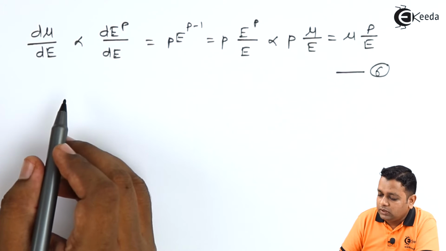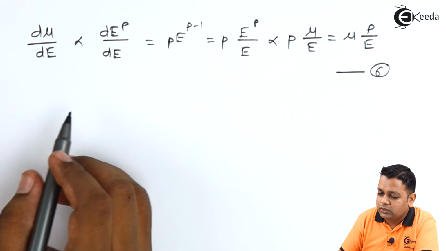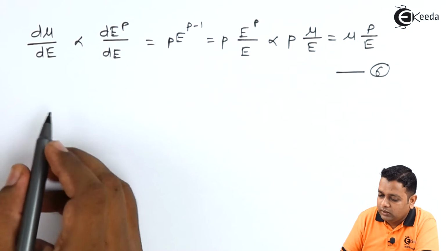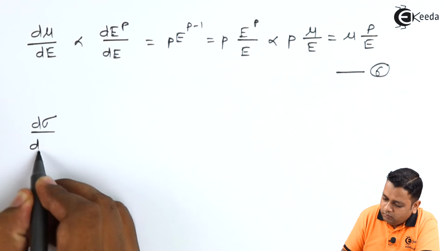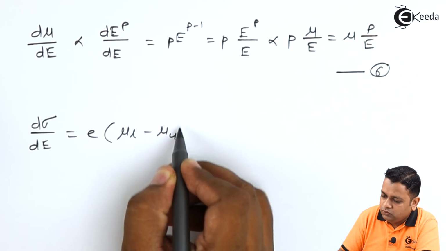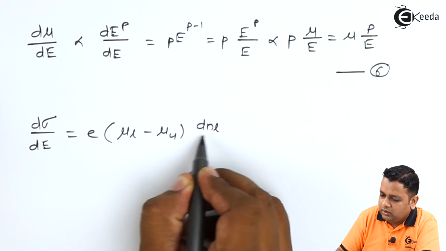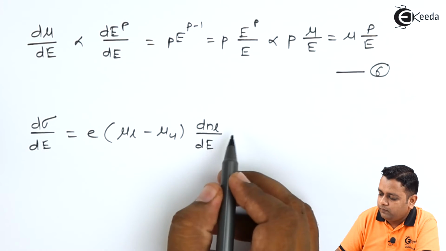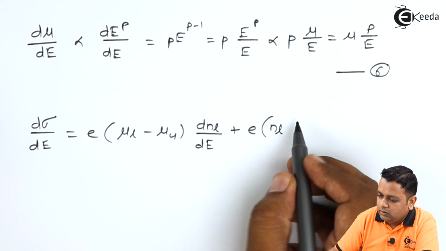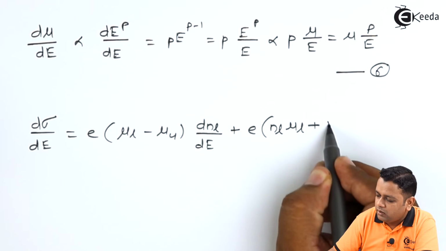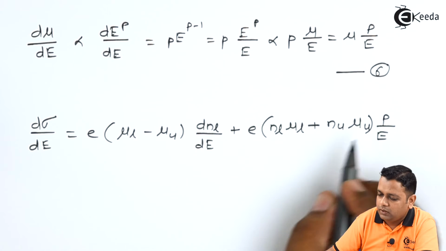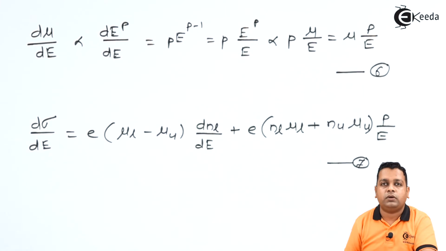Now we can make the substitution from equation number 4, and equation number 6 can be resulted into equation number 3, giving us d sigma by dE equal to E in the bracket (mu L minus mu U) into d suffix N_L divided by d suffix E here, added with E in the bracket (N_L into mu L added with N_U into mu U) into p divided by capital E. So this is equation number 7.